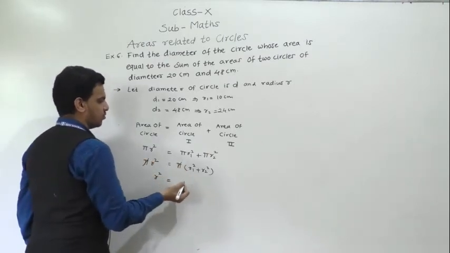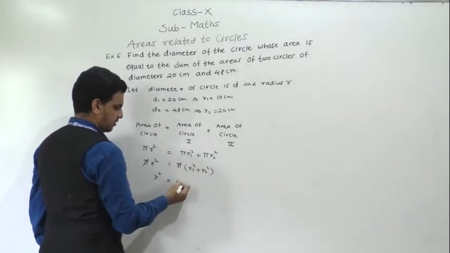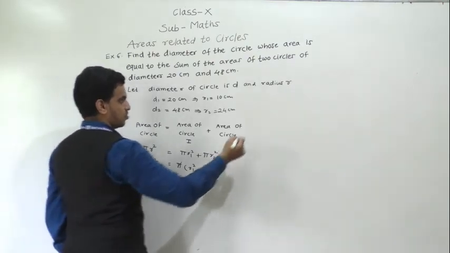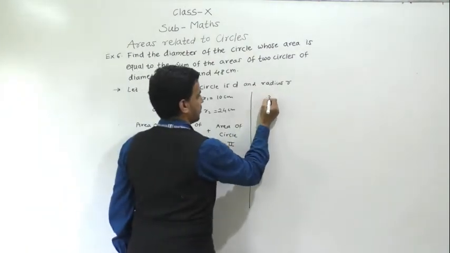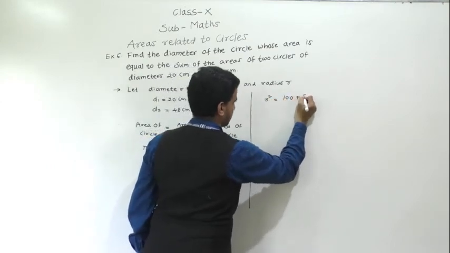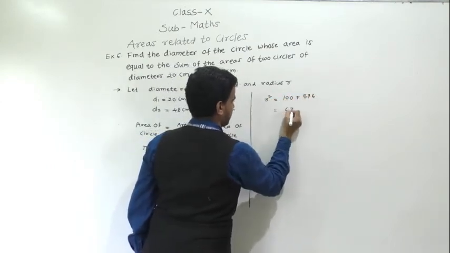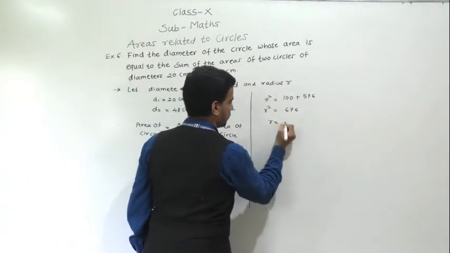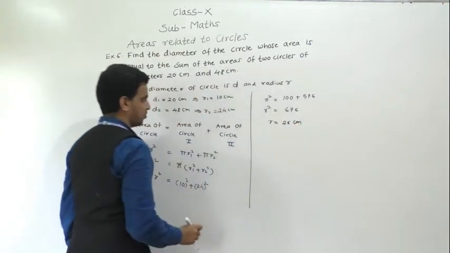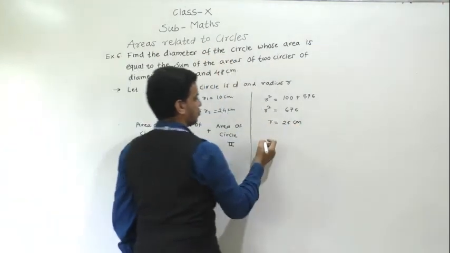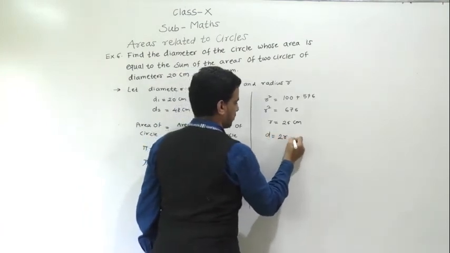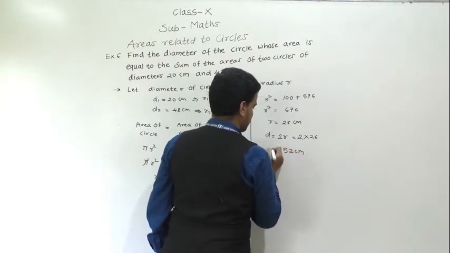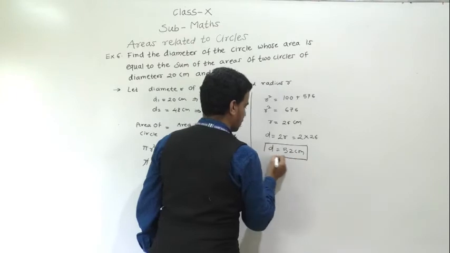So r square is equal to r1 square, that is 10 square, plus r2 square, 24 square. So r square is equal to 100 plus 576, that is 676. So r square is equal to 676, so r is equal to 26 centimeter. Okay, we have to find the diameter. So d is equal to 2r, that is 2 into 26 is equal to 52 centimeter. So d is equal to 52 centimeter.